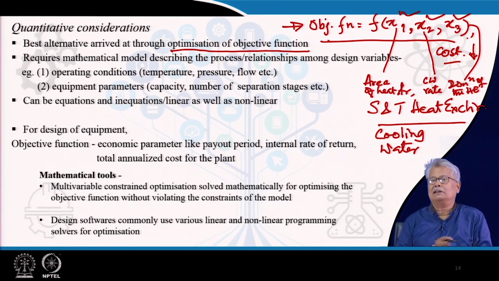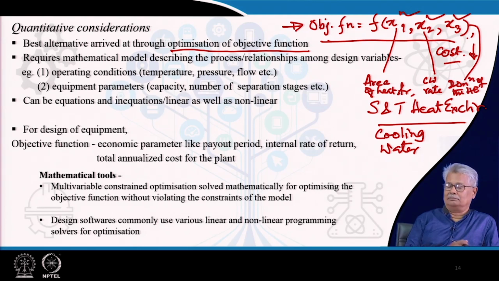Now, you will also appreciate there will be several constraints. What will be your constraints? The first constraint is the heat load. From 70 meter cube per hour of cooling water of kerosene being cooled from 90 to 40 degrees centigrade, a certain amount of heat has to be removed.